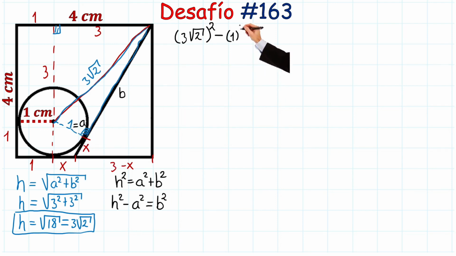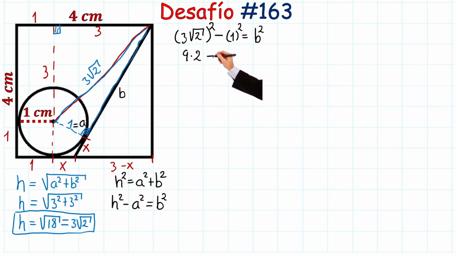So it's 1 squared, and that's going to be equal to b squared. Fantastic. Alright, so what do we have here? We have 3 squared, which is 9, times the square root squared. The square cancels out with the root index, leaving us with 2. Then 1 squared is 1, and this equals b squared. Very good, we have 18 minus 1, which is 17, and this equals b squared.